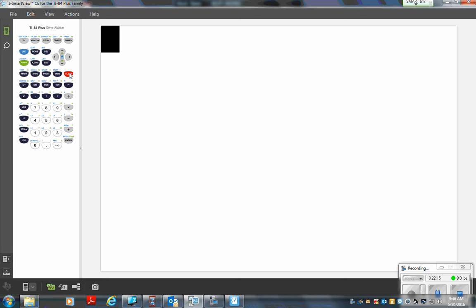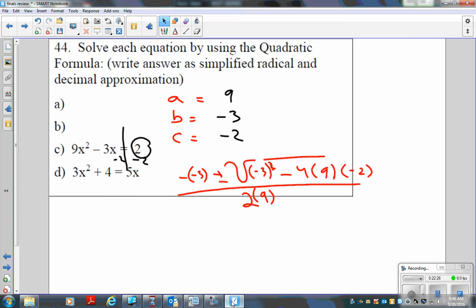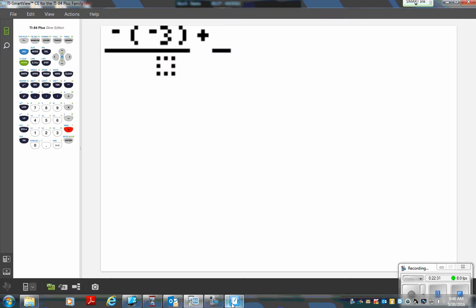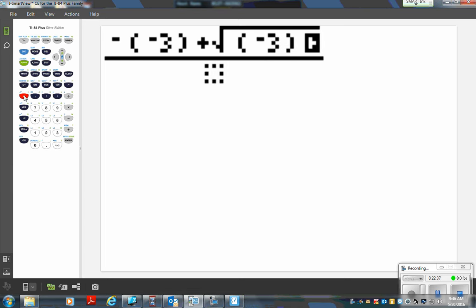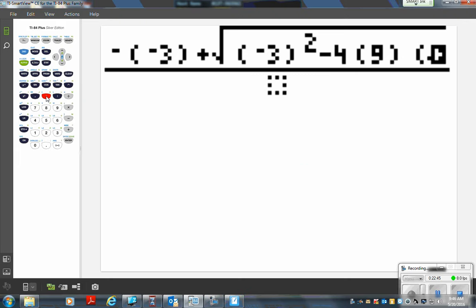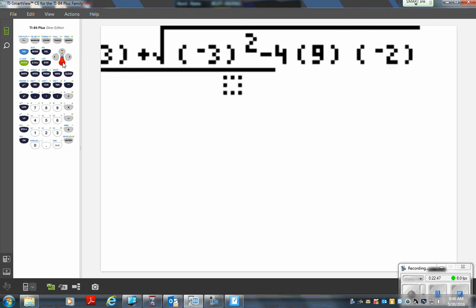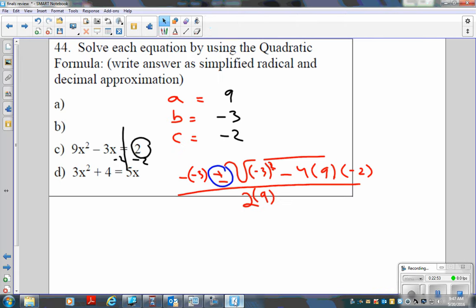All right, all you have to do is go alpha y equal to enter and create a fraction. Why? Because this is a fraction. Then I just type it in exactly like I see it, negative 3. Plus or minus, I can't do plus or minus at the same time. So I'm going to start by doing plus, then I'll do minus. Square root. Times 9 times negative 2. Over 2 times 9. And if you press enter, the first answer is 2/3.